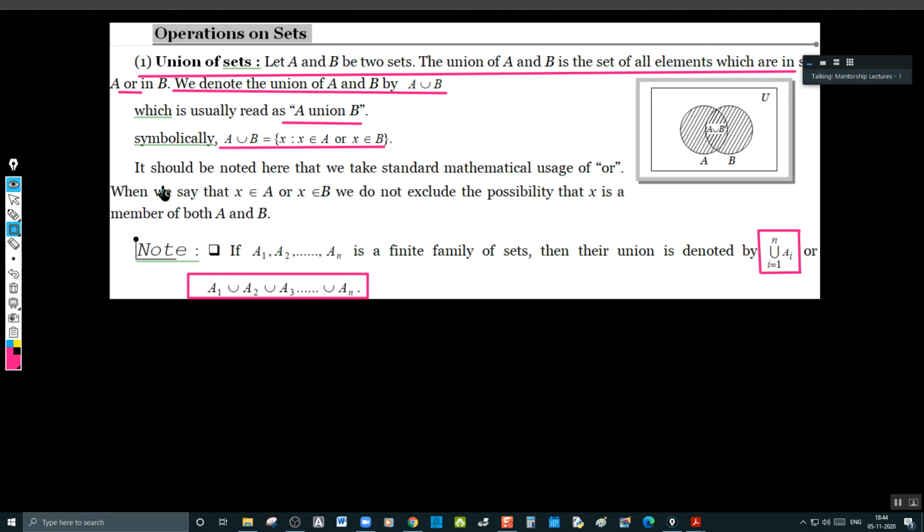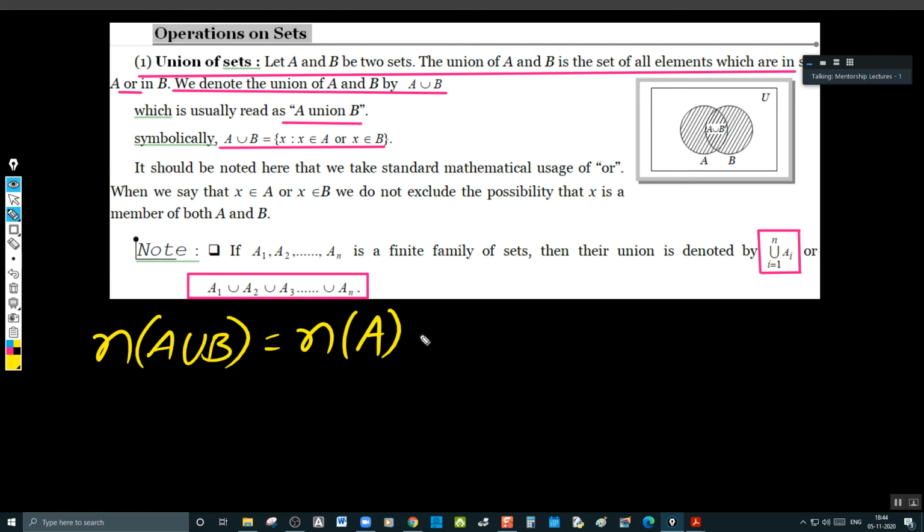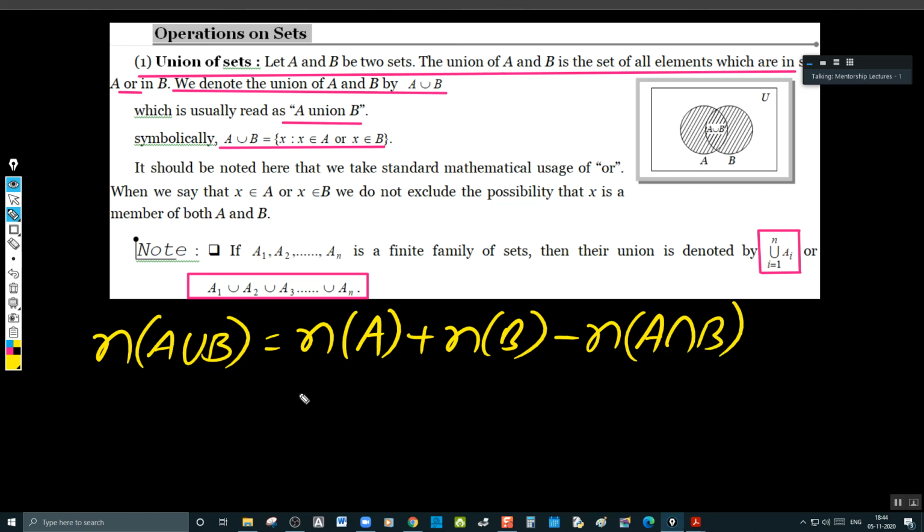So that is a notation you have to understand. This is operations on sets. Union is important, and why it is important, I'll tell you. I think every one of you has probability in your 10th class now. So n of A union B is equal to n of A plus n of B minus n of A intersection B. That's what I gave now. That's what I have shown through the diagram.